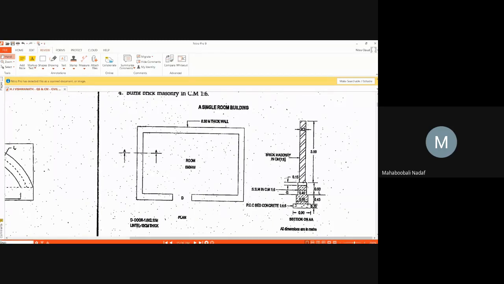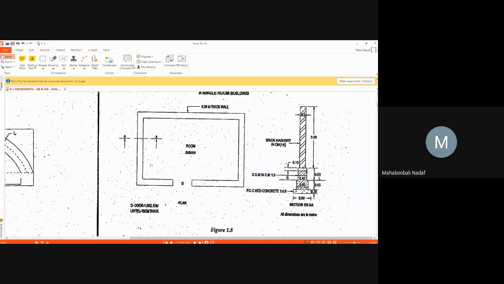Now, considering the center to center distance for the short wall, 4 plus 0.3 by 2 plus 0.3 by 2. How much will it come? 4.3. Is there any doubt in this one? No problem.